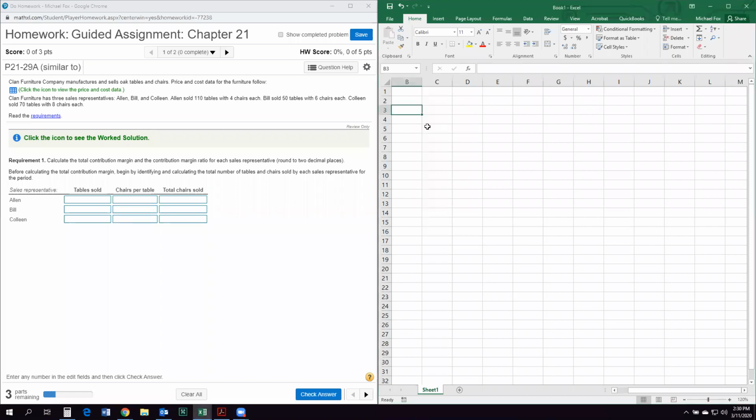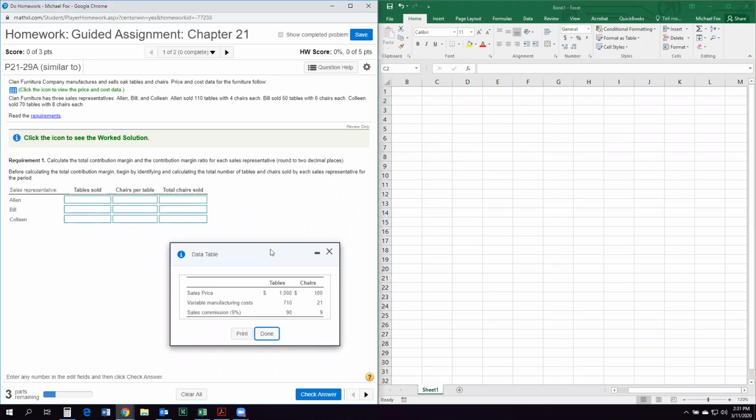I guess we'll just jump into it here. For me, the easiest way to do this is with Excel. Certainly you could do it with just a calculator if you wanted to. Anyway, the Clan Furniture Company manufactures and sells oak tables and chairs. Price and cost data are below, so here's all our price and cost data. And then we have 3 sales reps, and they want us to calculate the contribution margin. But before they do that, they want us just to calculate the number of tables and chairs each person sold.